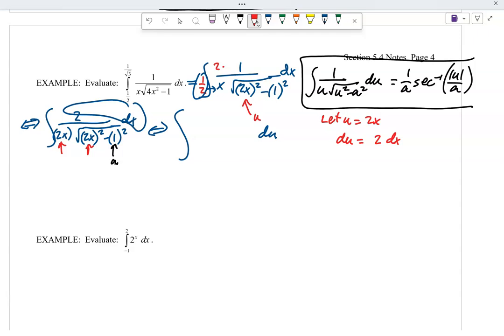Okay, so we've got 1 over u square root of u squared minus a squared. And so we can say, oh, that becomes 1 over a, arc secant of the absolute value of u, which our u is 2x, over a, which is 1. Oops, I should have put my a in over here. That was 1.